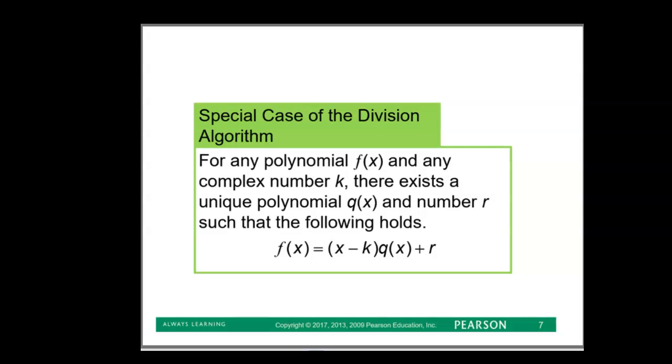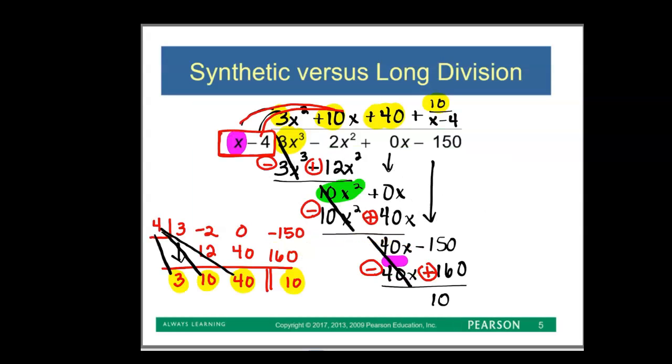Okay, a special case of the division algorithm occurs when we are using synthetic division. We are able to factor f of x into a product of x minus k times q of x plus r. So looking back at the example we just did, if we want to factor f of x and write it as a product, then we would simply say that f of x equals x minus 4 times 3x squared plus 10x plus 40, plus 10.